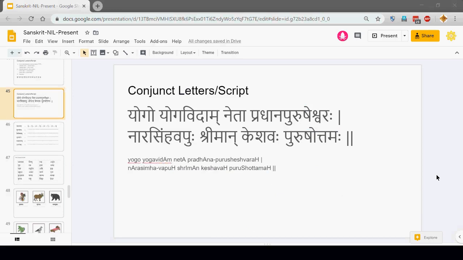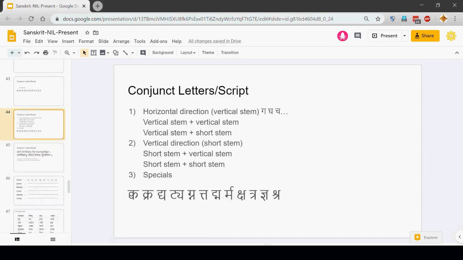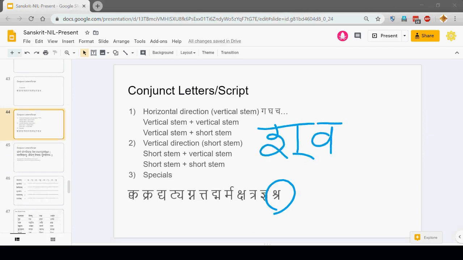So one of the special scripts we studied was for sure here, the last one. If it is a consonant sh, it can be written like this also, like shwa can be written like this, or shra can be written like this. In English, let me write just for understanding. Shra.